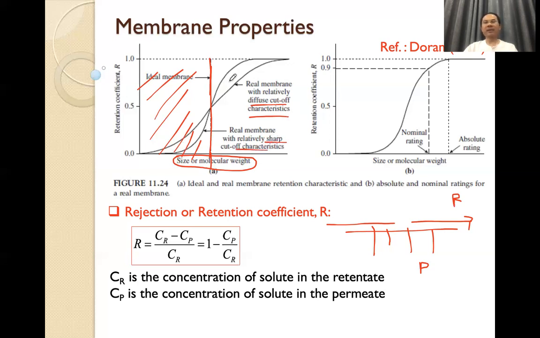But for the real system, from the manufacturer, absolute rating means the particle size or molecular weight cut off. But for the nominal rating, it is maybe 90% of the ideal. We can use about 90% for the cut off. Something like this, we only calculate 90% cut off of the weight size.